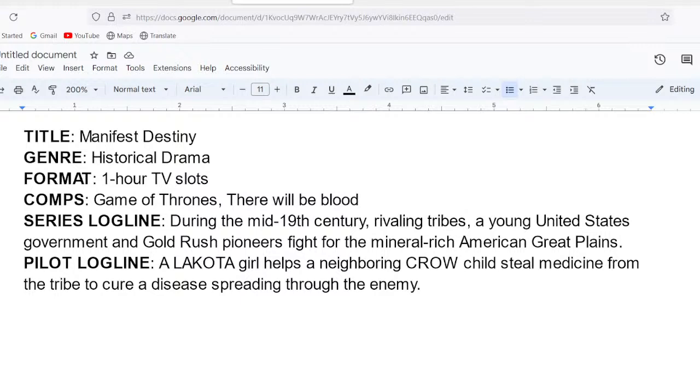True. Pilot logline: A Lakota girl helps a neighboring Crow child steal medicine from the tribe. Which tribe? That's two separate tribes. The Lakota tribe, so from her own tribe, to cure a disease spreading through the enemy. Well, a disease doesn't spread through the enemy, it spreads through enemy territory, I think you're saying, right? Yeah. Okay. I wasn't sure how to structure the enemy part of it. The enemy would be referring to the Crow, but I didn't want to use Crow twice.